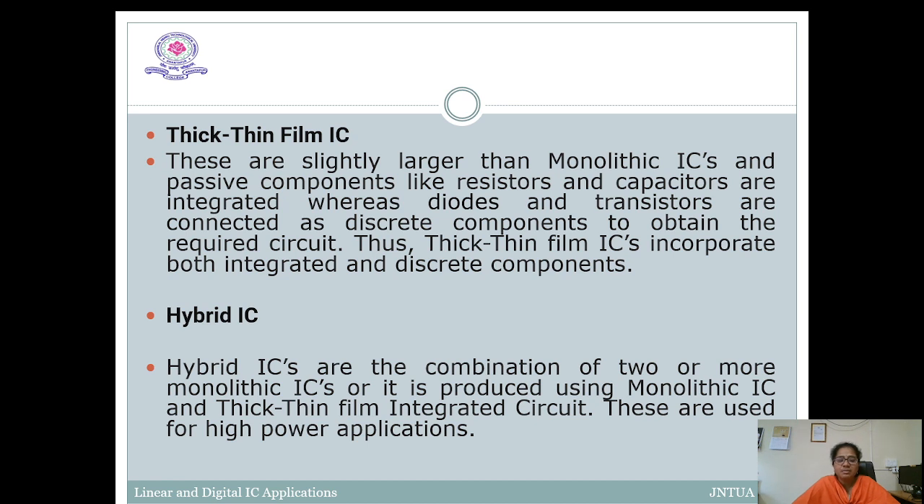Hybrid ICs are the combination of two or more monolithic ICs, or they are produced using monolithic IC and thick and thin film integrated circuits. So these are used in high power applications.